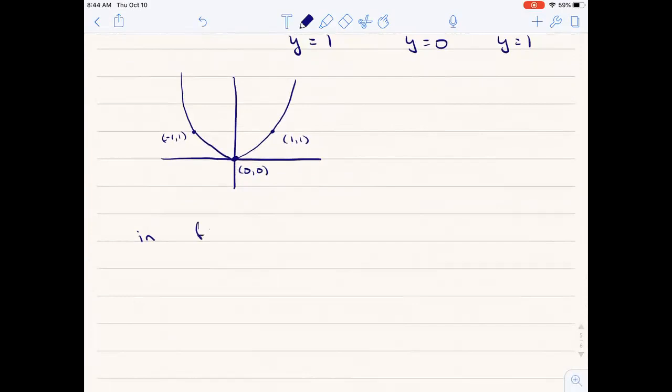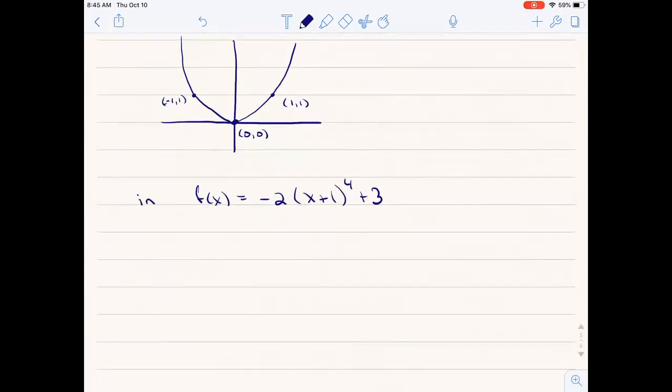In f of x equals -2 times (x plus 1) to the power of 4 plus 3, a is -2, h is -1, right? Trying to match it to that a times (x minus h) to the power of n plus k, h would have to be -1, and k would be 3.